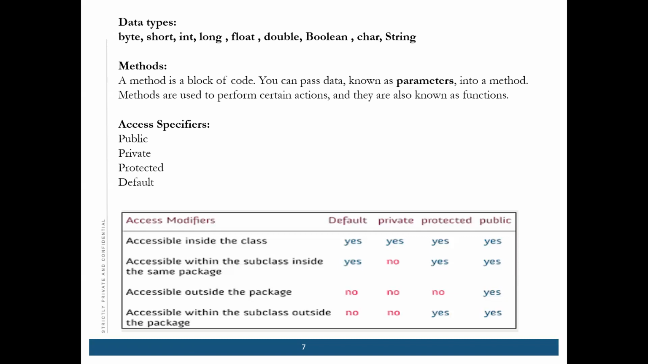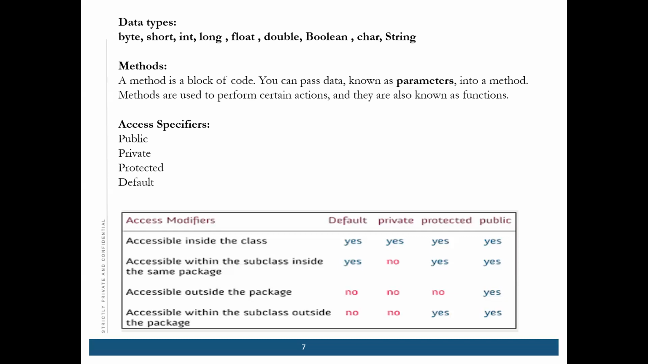So a set of code you can write in a method. You can also pass parameters. How you can pass? We will tell you. In the parentheses, you can pass the parameters also. So this is used to perform a certain action.